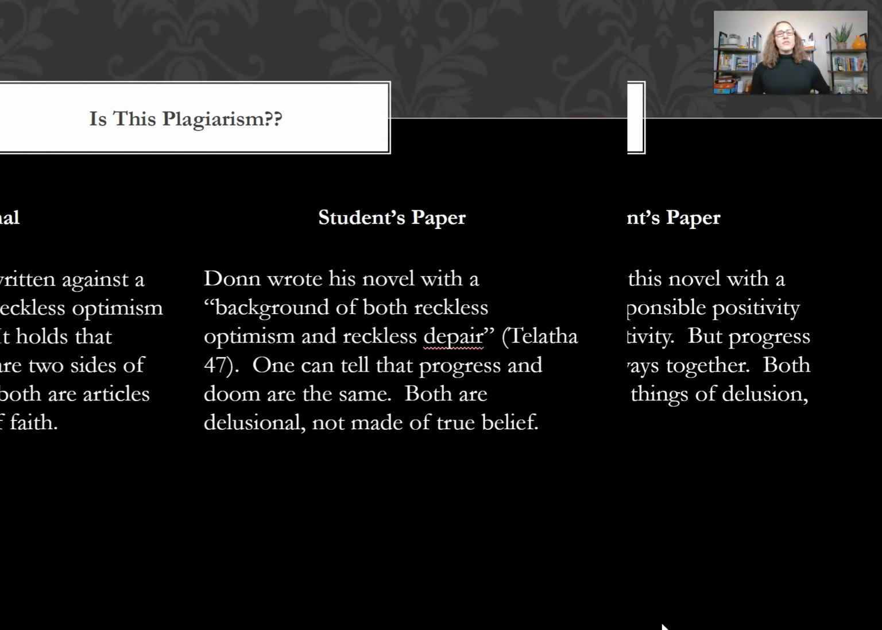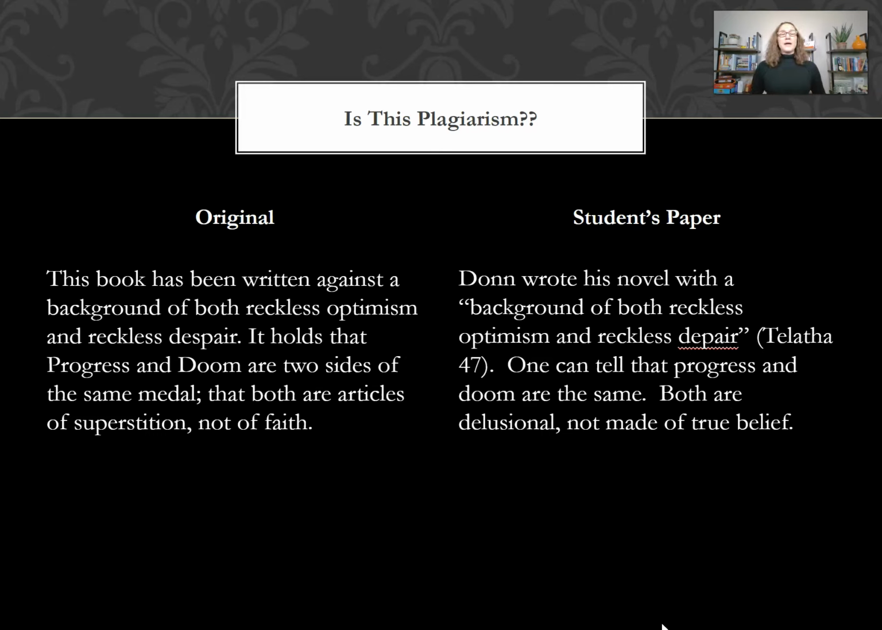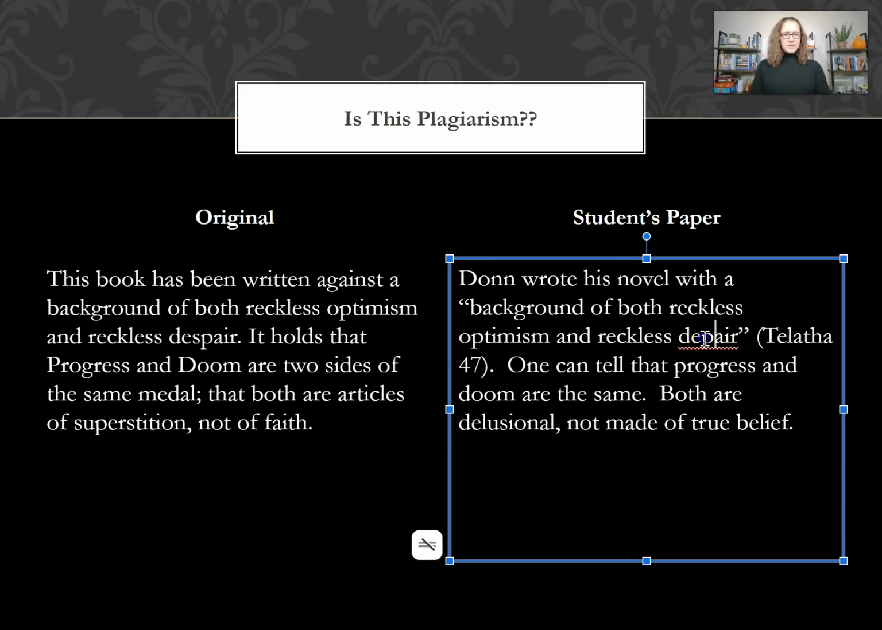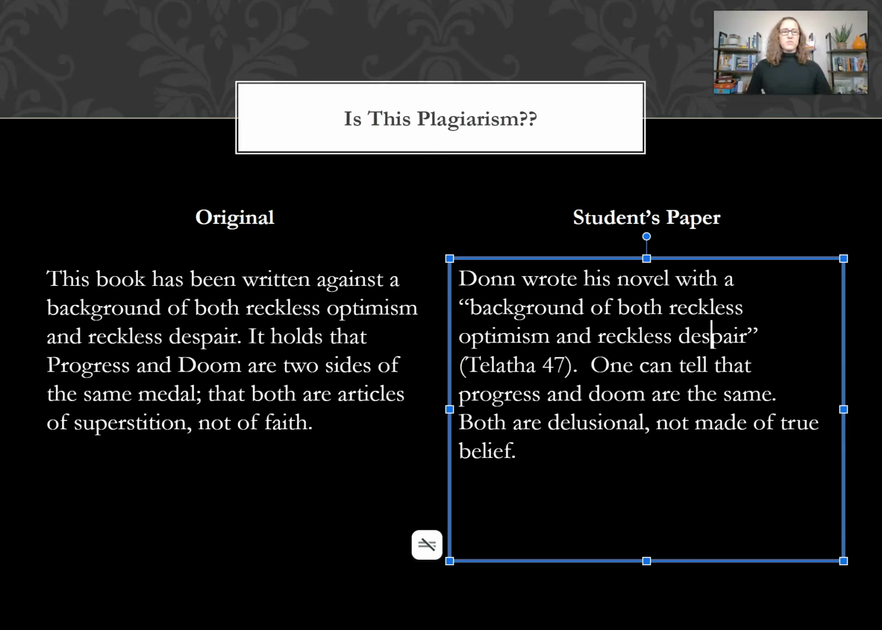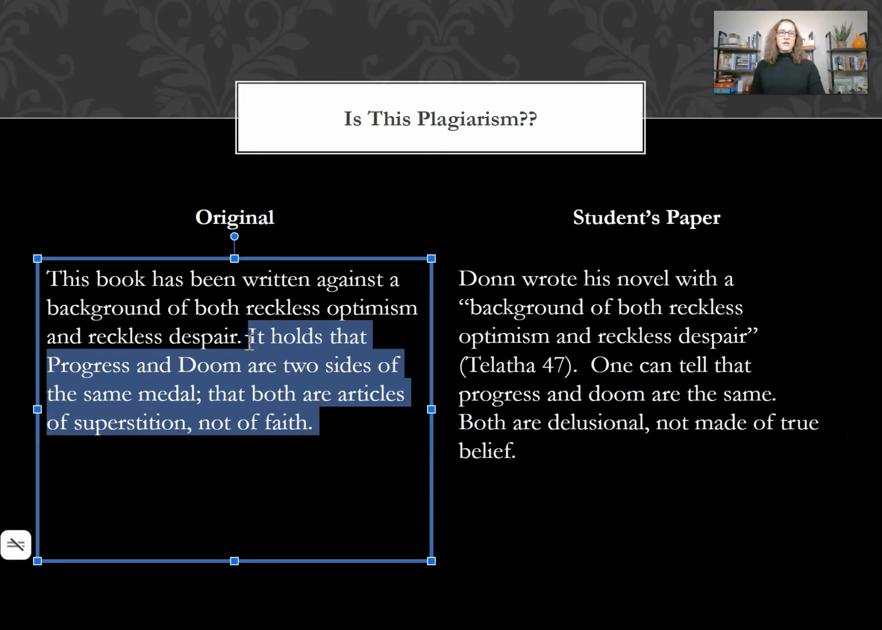Okay, moving on. How about this one? Same original, but in the student paper we have a quotation and a misspelling. Apologies, it should be despair. So we're acknowledging the source, right? We're acknowledging Talitha. It came from page 47. Seems to be pretty good, right? No. Okay, so look at this part. One can tell that progress and doom are the same. Both are delusional, not made of true belief. That is this part right here.